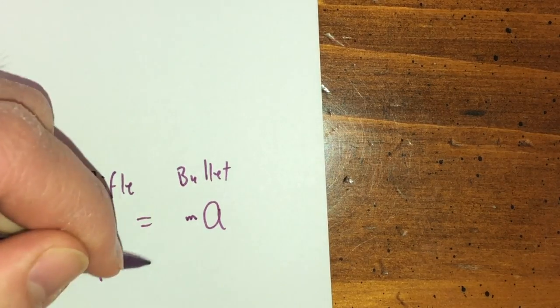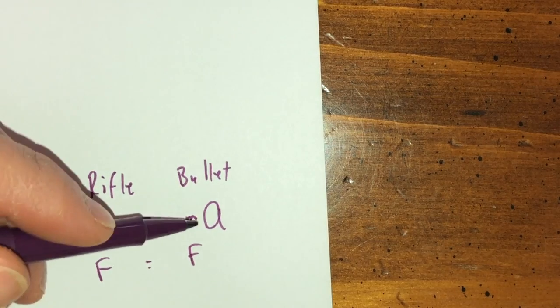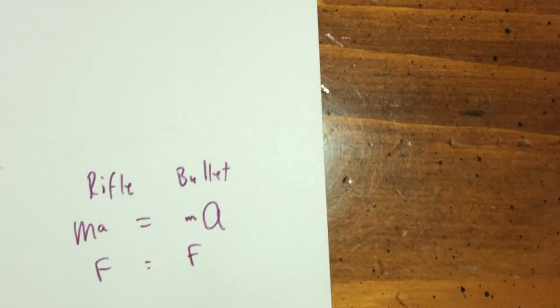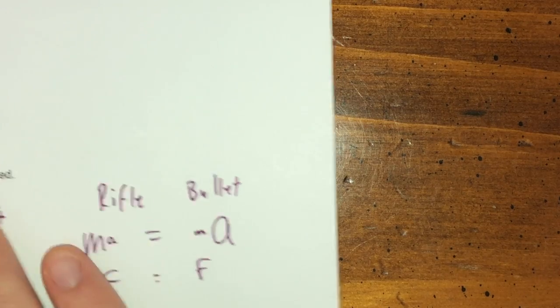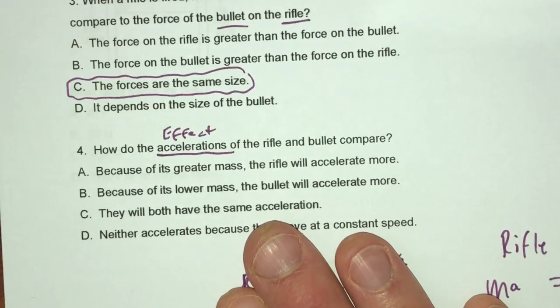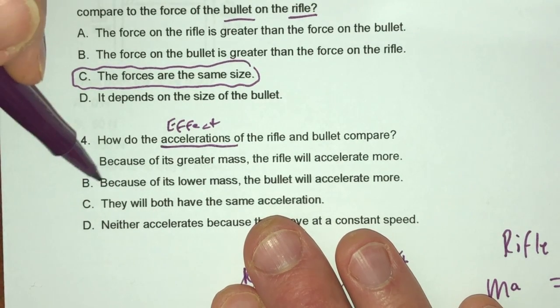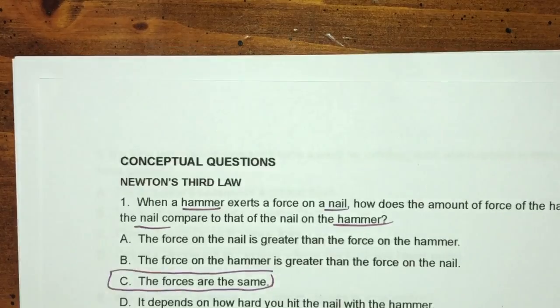Again, F equals ma. M times a equals m times a. The forces are the same, but the way they are expressed are different. Okay, so that means that our answer here would be, because of its lower mass, the bullet will accelerate more, B. All right, moving on to number 5.